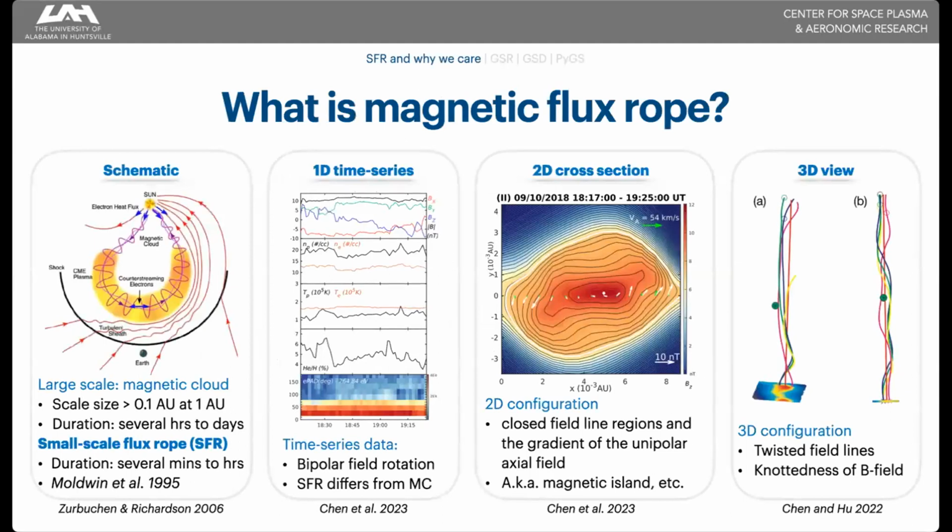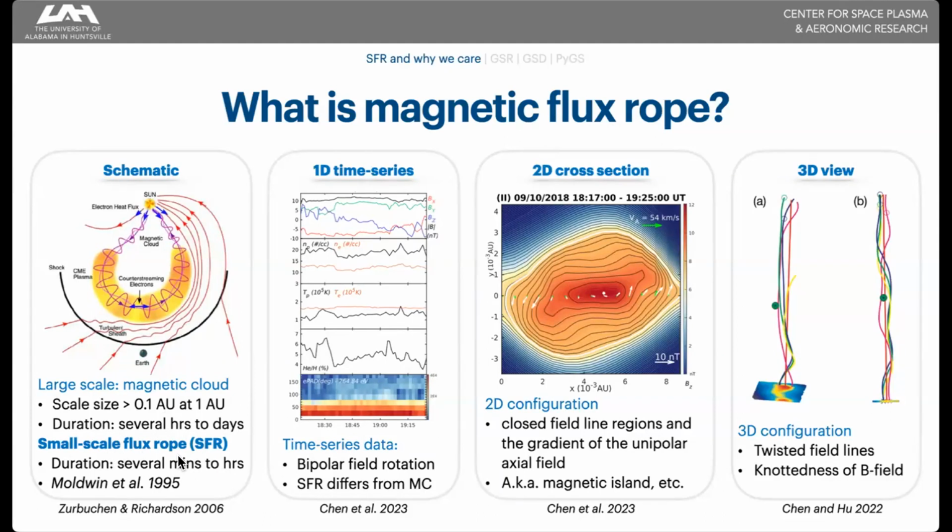So what is magnetic flux rope? I have four figures to introduce this structure. The left one is a schematic of interplanetary coronal mass ejection. The ICME flux rope is also known as magnetic cloud. And in our community, it is actually the large scale flux rope and described by this purple helical field lines. The scale size is usually greater than 0.1 AU, and the duration is about several hours to days.